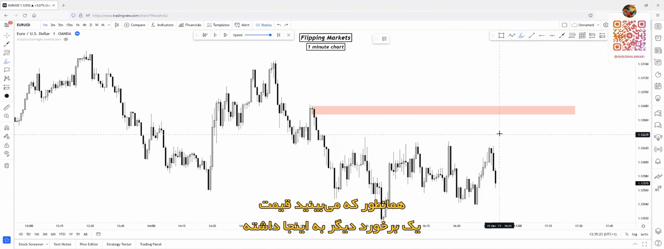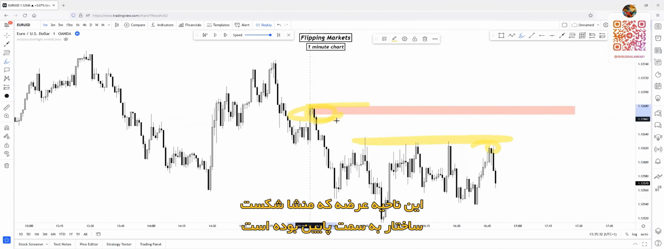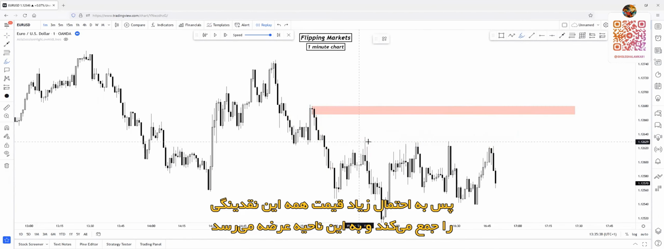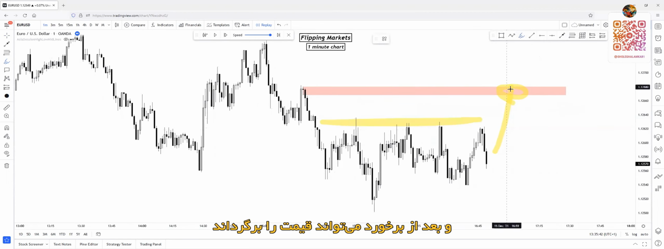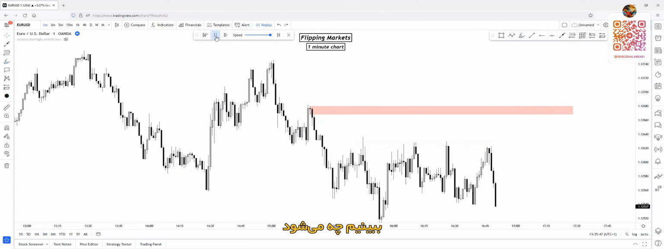As you can see, price created another tap here. So all of these taps are just part of the liquidity of this supply zone that created the original breakout structure to the downside. Okay, so price has a real great chance to sweep all of these taps and tap into this supply zone. And after the tap of this supply zone, it can reverse the price and create a new low again. Let's see.